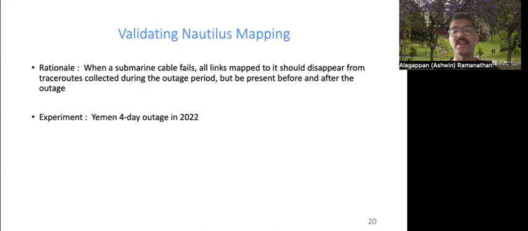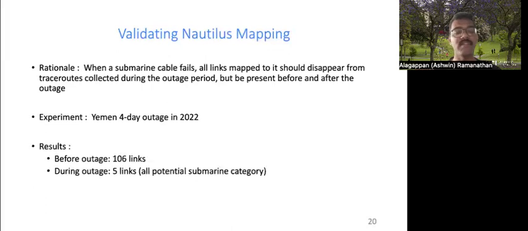So based on that, we collected the data for a 4-day outage in Yemen in 2022. The results from this experiment show that before and after the outage, the number of links is close to 100, while it is only 5 during the outage, demonstrating Nautilus's mapping efficacy.